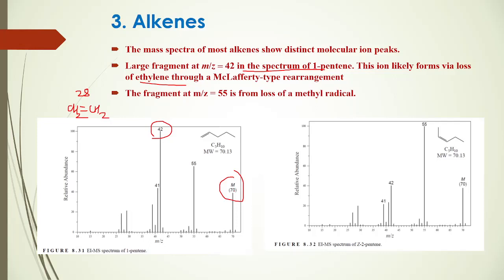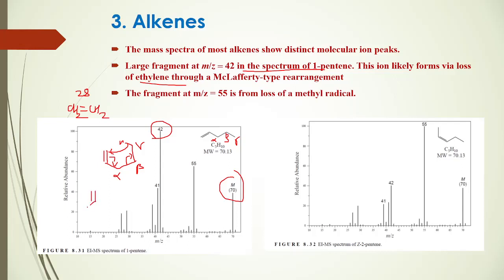So if we subtract 70 and 28, we get 42. This 42 peak is formed by the loss of an ethene molecule, and you know that this is due to the McLafferty rearrangement by the abstraction of gamma hydrogen. So this is alpha, beta, and gamma. The hydrogen from the gamma carbon will be shifted over here, and we will get the loss of CH2 and CH2.